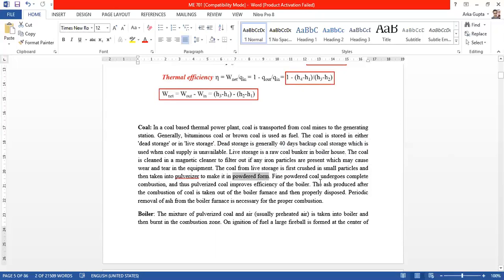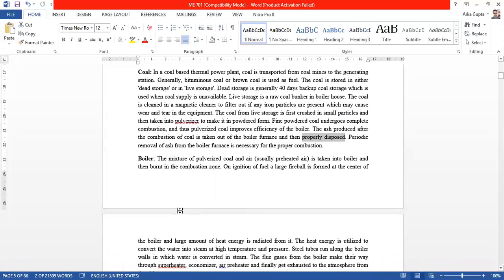Powdered coal undergoes complete combustion, thus pulverized coal improves the efficiency of the boiler. The ash, obviously, will be produced after burning of the coal, and the ash has to be properly disposed of. Periodic removal of ash is done. Now the boiler: the mixture of pulverized coal and preheated air is taken into the boiler and burnt in the combustion zone.